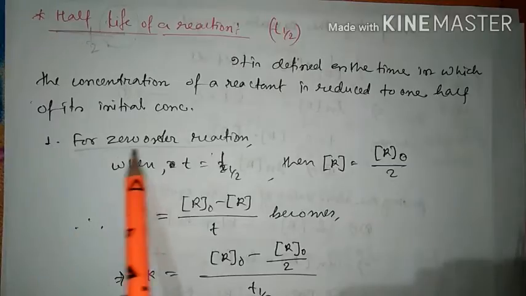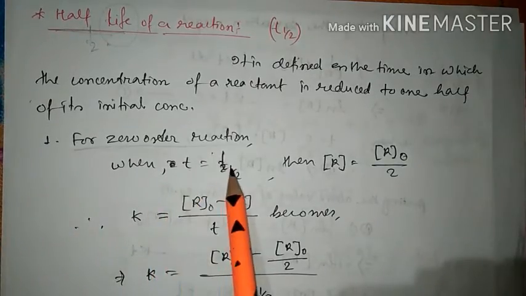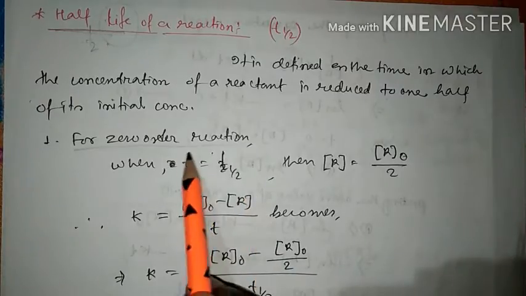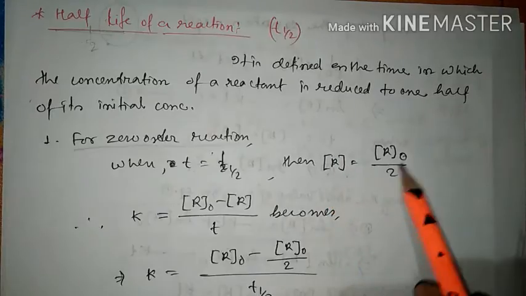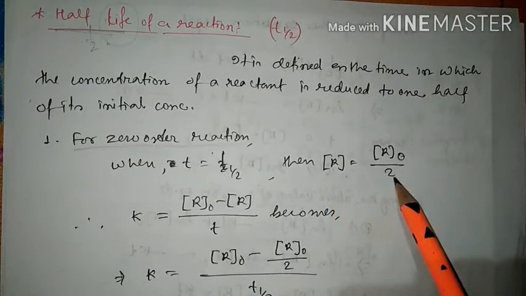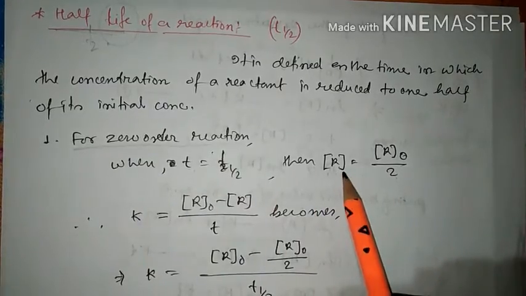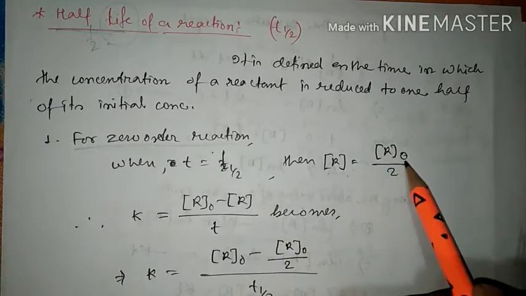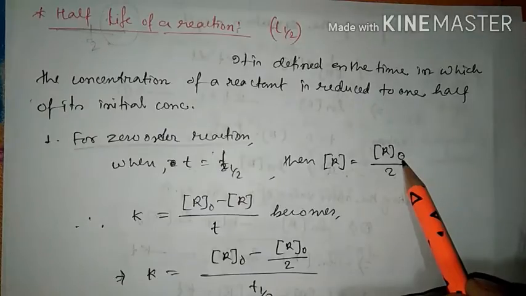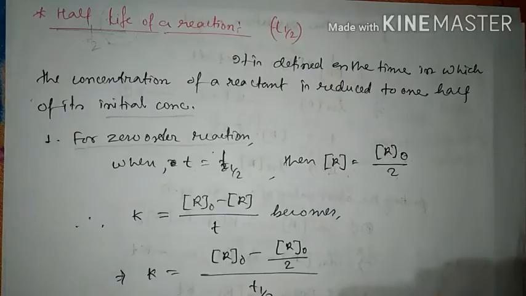Now see, for zero order reactions, when t becomes t half, that means the time of the reaction becomes t half, then obviously the concentration of the reactant becomes half. The concentration of the reactant becomes R naught by 2. R naught is the initial concentration, that's why I'm writing here initial concentration.